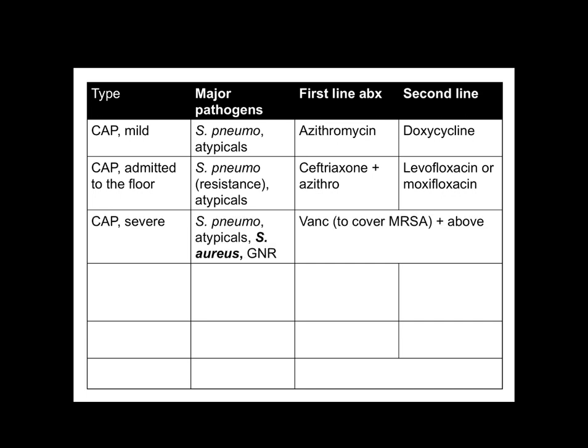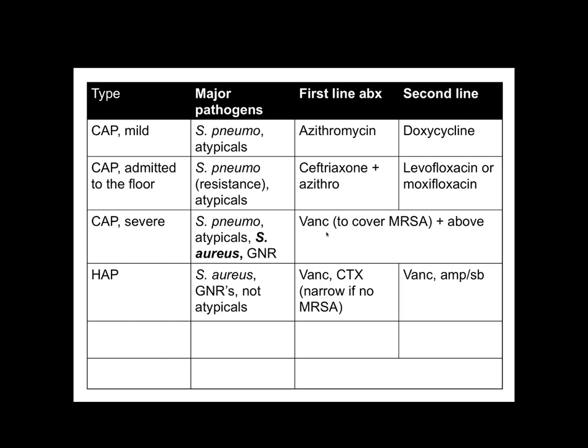What if the patient's really sick? They have community-acquired pneumonia, but they come into the ICU. Here you worry about the same bugs, but especially Staph aureus becomes newly common. And so whatever you were going to give above here, you'd add vancomycin.